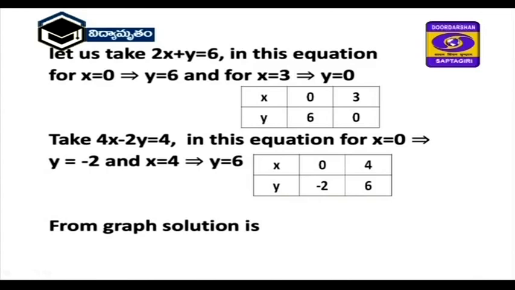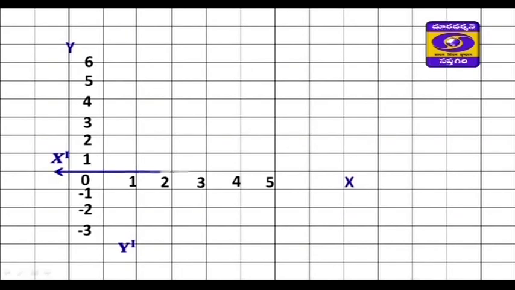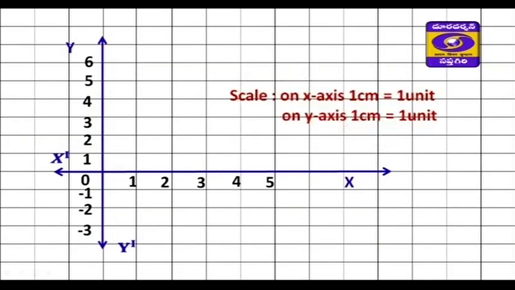We can find the solution from the graph, that may be x equal to 2 and y equal to 2. Next, I want to draw; this is the graph sheet, and on this graph sheet, this is the x axis and this is the y axis. First of all, we have to take the scale on the x axis and y axis according to the points we have found. According to the points, I take 1 centimeter equal to 1 unit on the x axis, and on the y axis also 1 centimeter equal to 1 unit. So, this is the scale. You should mention the scale on the top right corner of the graph sheet.